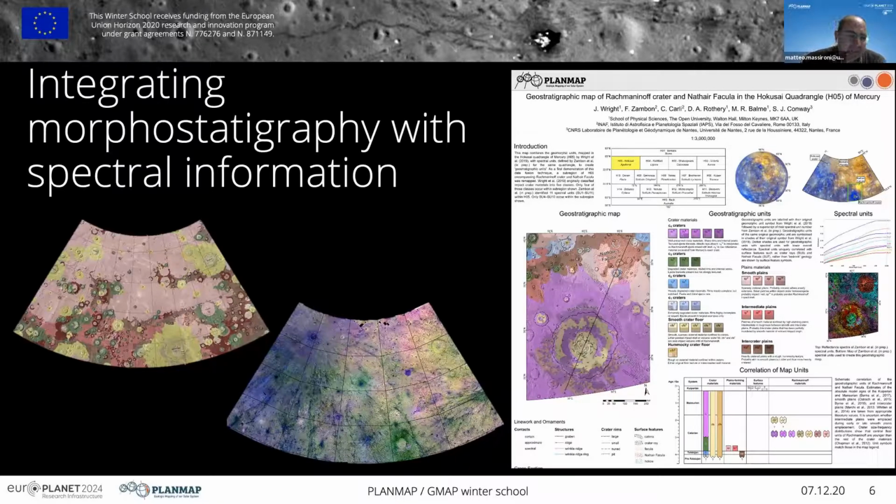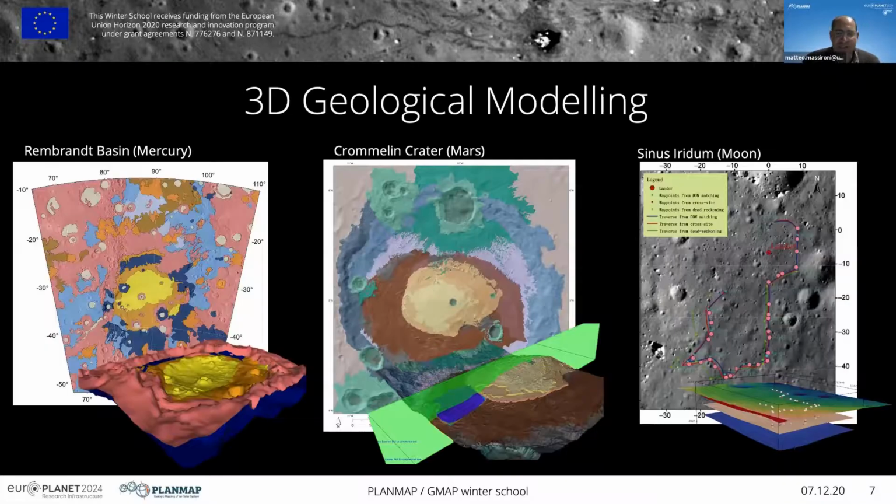So you see here to the left a morphostratigraphic map, spectral maps, so spectral indexes, images, and all together we will find the way to arrive at an integrated map. Then there will be the 3D geological modeling. Here we see some 3D models of Mercury, Mars, and the Moon.